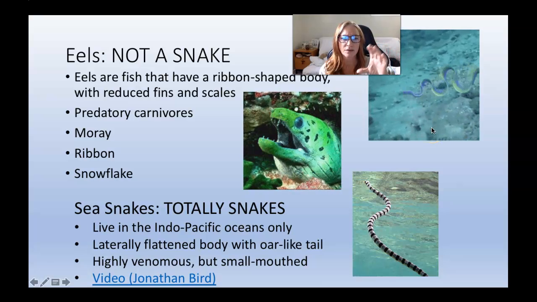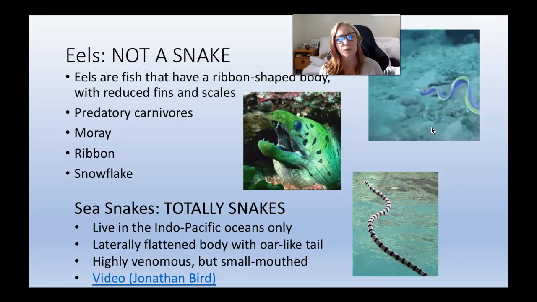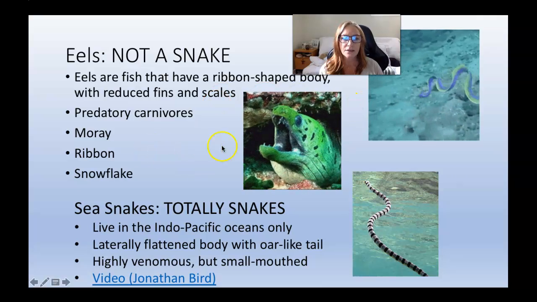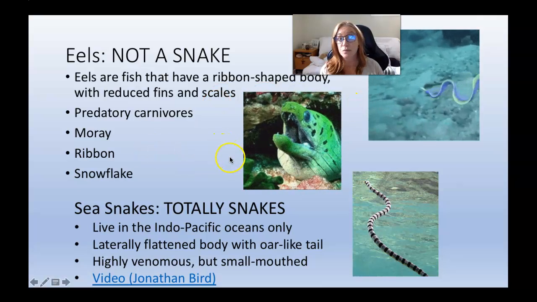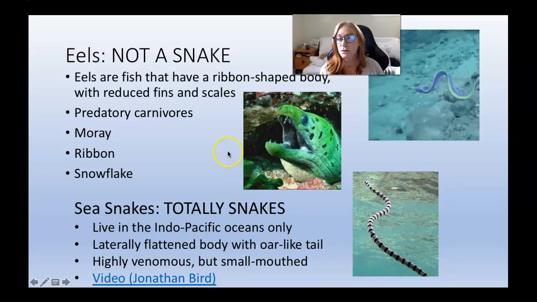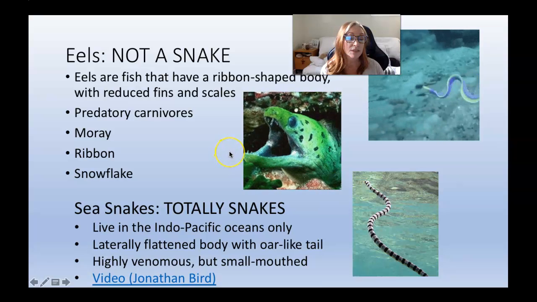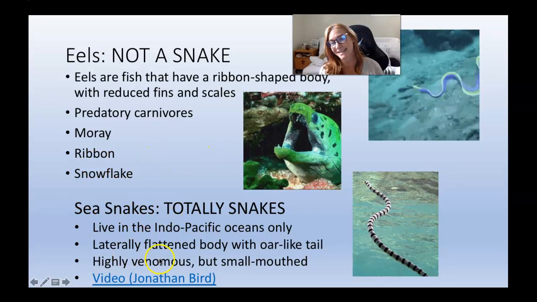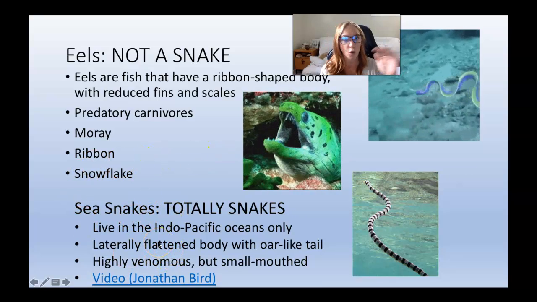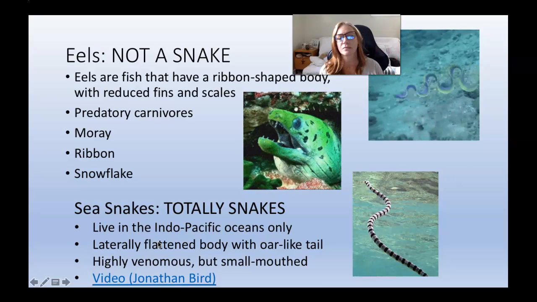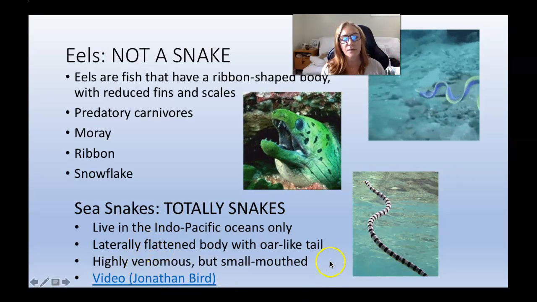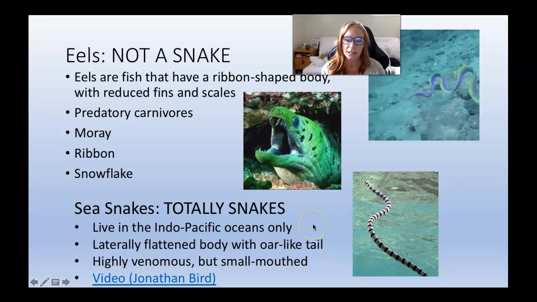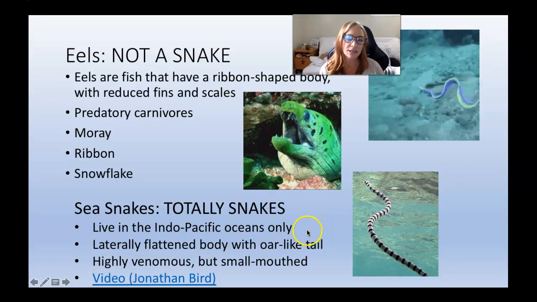They swim with their mouths open. They have these little tufts on their nose. And then there's also snowflake eels. They're a really diverse and beautiful group, and they just have reduced fins on their bodies, reduced scales. They're very slippery. Okay. But we do have actual snakes that live in reefs. Sea snakes, totally snakes. Stay away from them. These guys live around Australia and Indonesia in the Indo-Pacific warm, shallow seas.